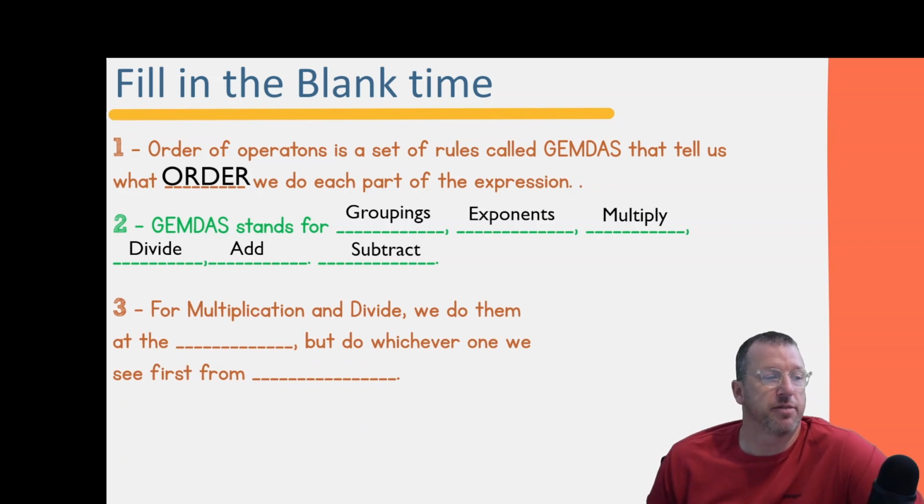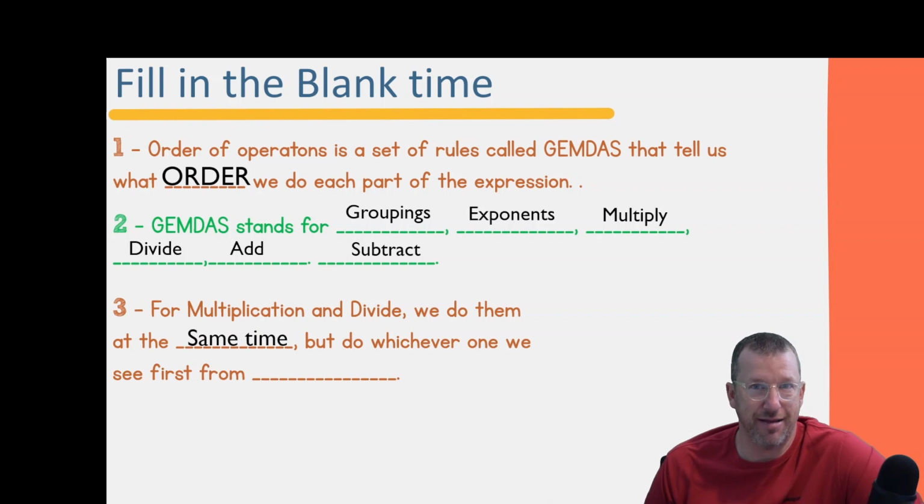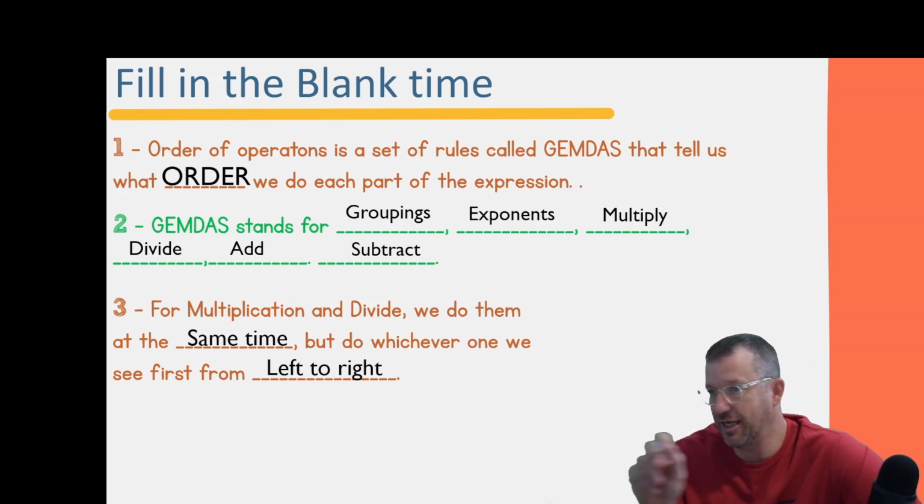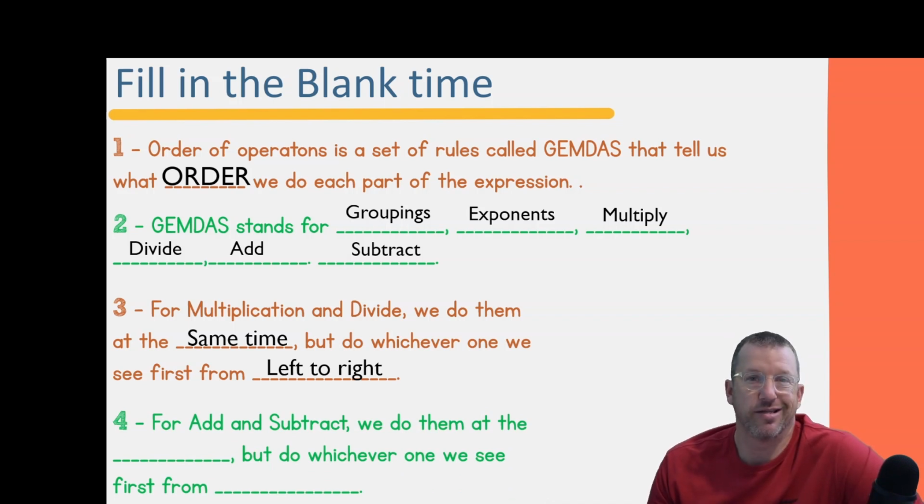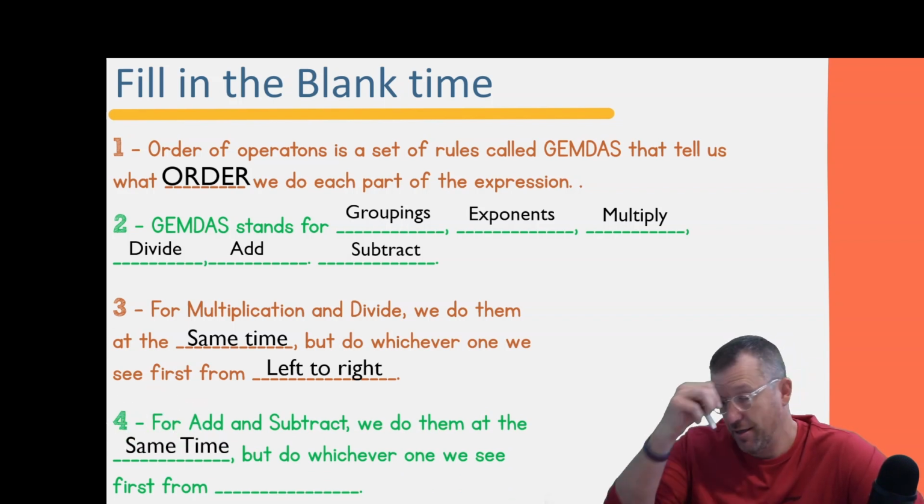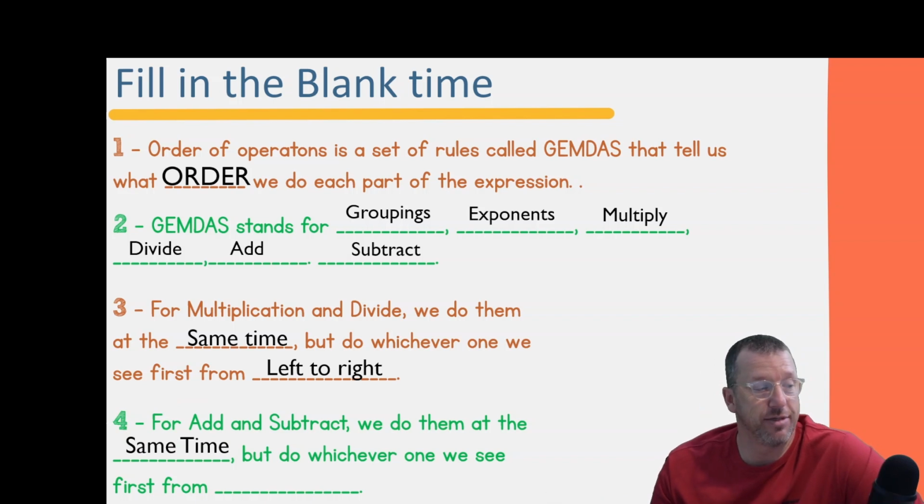Next up, for multiplication and division, we do them at the same time, right? The reason I say that is because when you write GIMDAS, remember when I put the M and the D together? We do whichever one we see from left to right. So we look for multiplication and division at the same time, and whichever one we see first, like we're reading a book, that's what we do. And guess what? The addition and subtraction rules are the same thing. We look for addition and subtraction at the same time, but we do whichever one we see first from left to right. Very good. Well, let's do some practice.